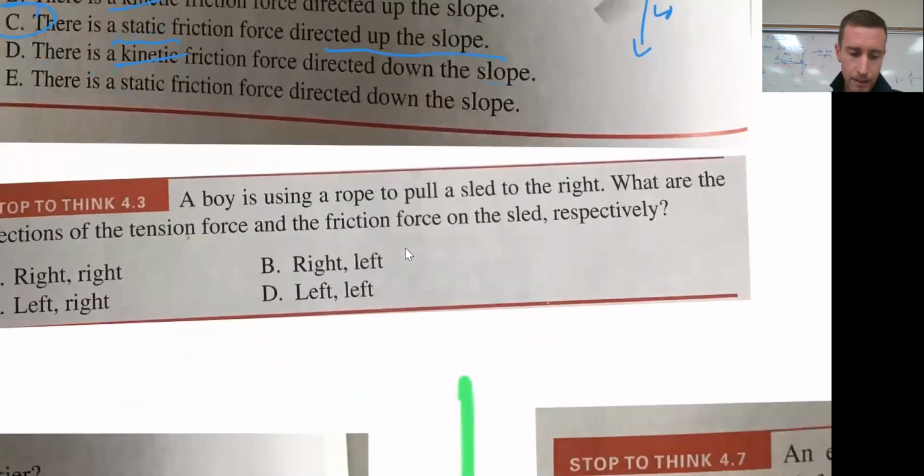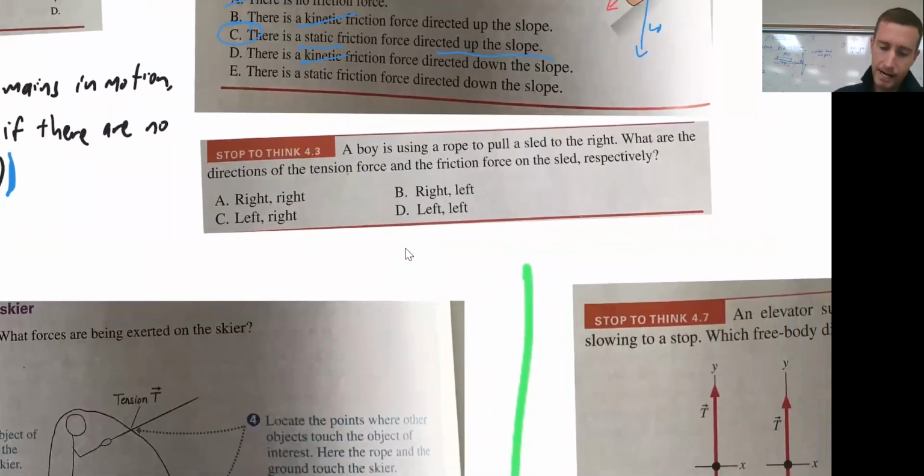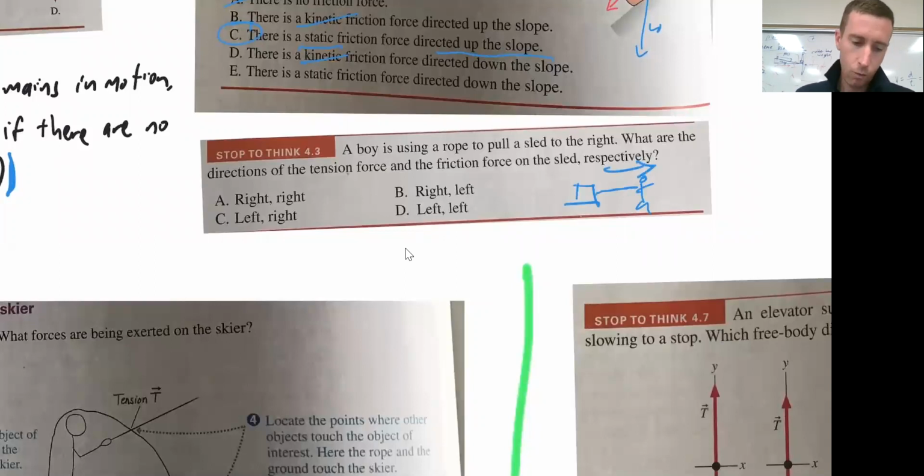Let's do another one. A boy is using a rope to pull a sled to the right. Okay, so let me draw this out. Here's my sled. Here's my boy. Here's a rope. And he's going that way to the right. What are the directions of the tension force and the friction force on the sled, respectively? Okay, so the boy's pulling to the right. So the tension on the rope would be pulled to the right on the box. So rope to box is pulled to the right.